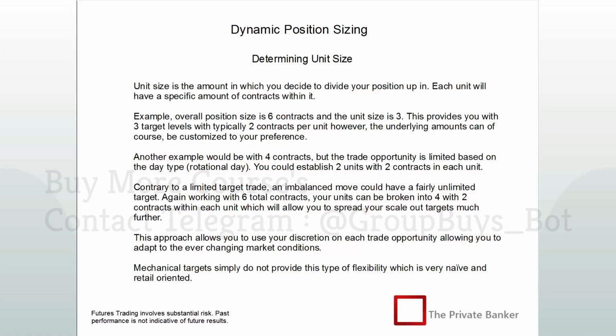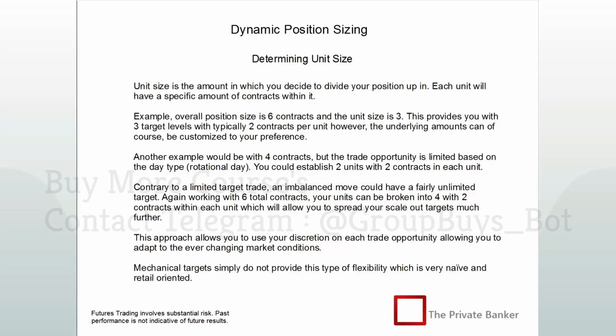You can also, in another example, say you're trading 4 contracts, but the opportunity is really limited, like I pointed to in that previous example, just a rotational type of day. You can establish 2 units, with 2 contracts within each unit, or you could divide it up however you see fit. But I think that's another way of looking at it.